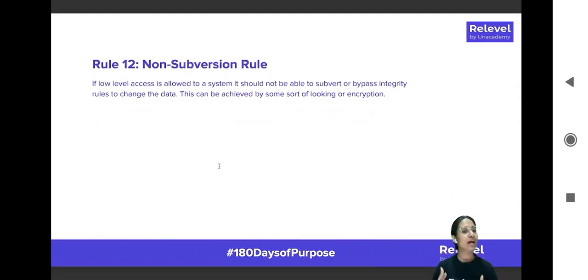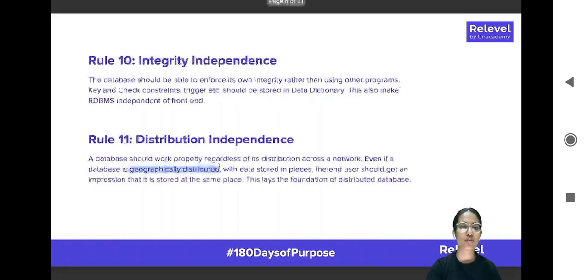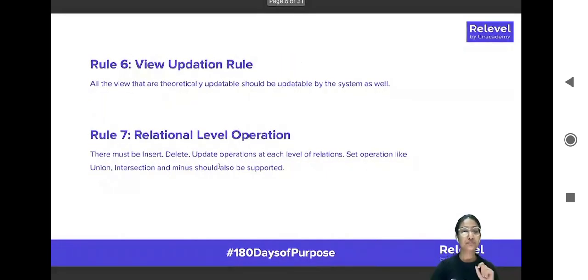Okay, so let's quickly take a look again at the last 7 rules that we discussed. Rule number 6 is the view updation rule. That means any view which looks like it's theoretically possible to update should actually be updatable by the system using the query language as well.